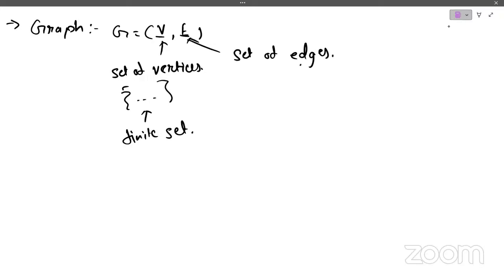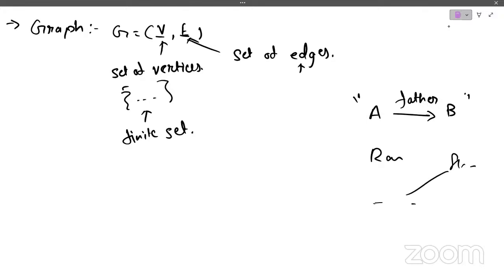Edges are simply a way to describe relations between the vertices. Suppose I have the relation that A is the father of B. Suppose I have a father and son relation, and I have some people, Ram, Sham, and we can describe a relation in this manner: Ram is the father of Sham. So edges are basically a mathematical way to define a relation between two vertices.